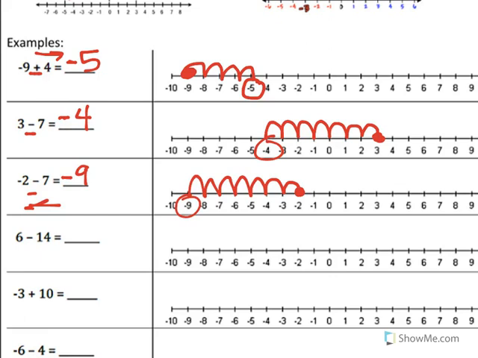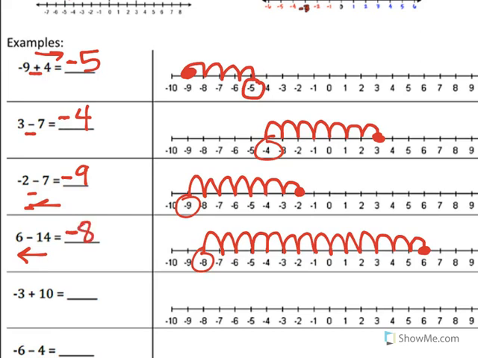Alright, I'm going to start at positive 6. And I'm going to go to the left, because negative sign, minus sign means you're going to the left, 14 units. So 1, 2, 3, up to 14, and I land on -8. So 6 minus 14 is -8. Next example, I'm going to start on -3. Plus sign means I'm going to the right, 10 units. 1, 2, 3, up to 10. So I get a positive 7.